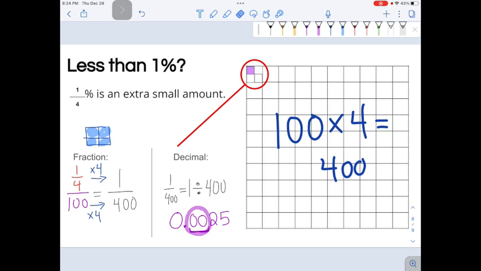All right, so we can have percents that are more than 100%, and we can have percents that are less than 1%. On your assignment, I'm going to ask you to convert those percents into equivalent fractions and decimals.